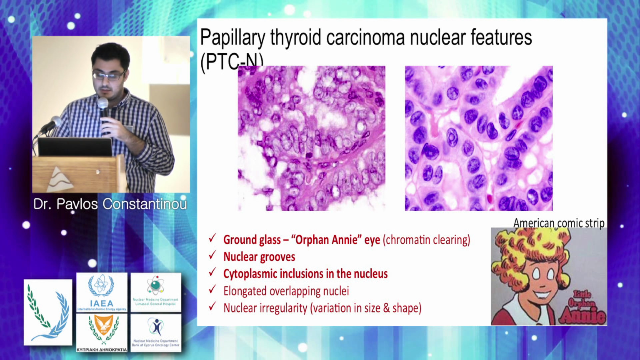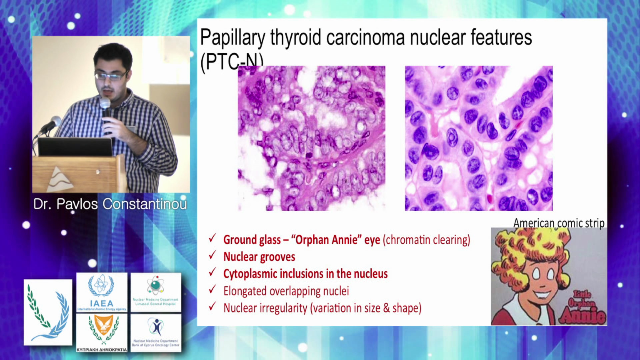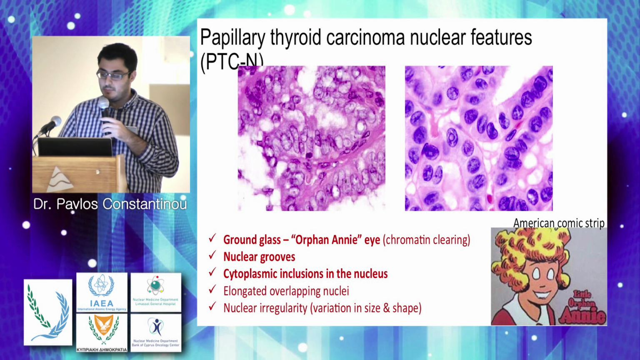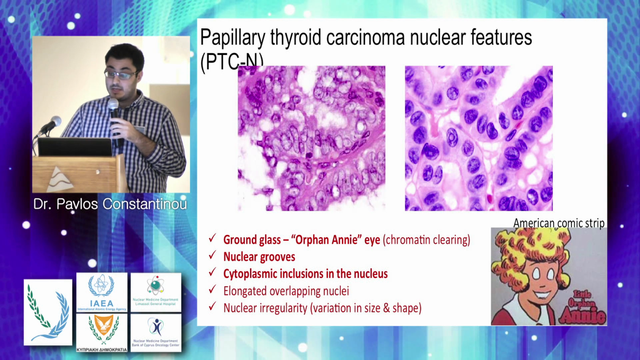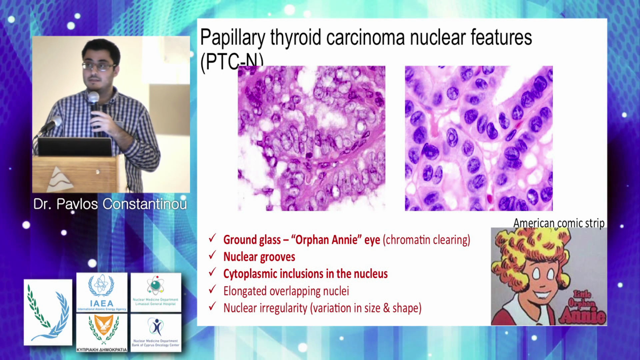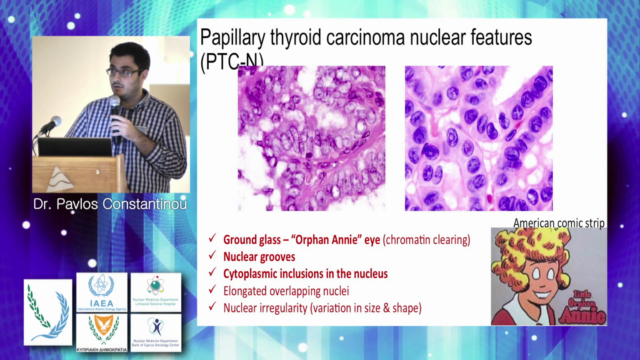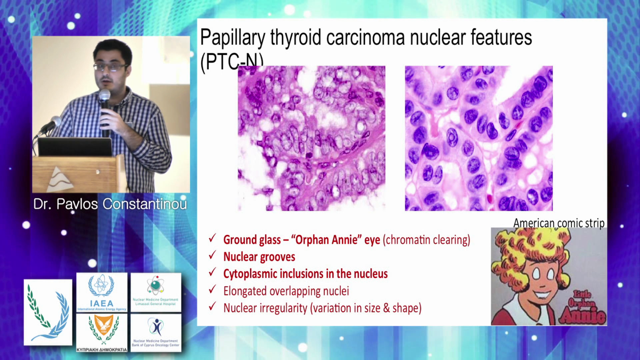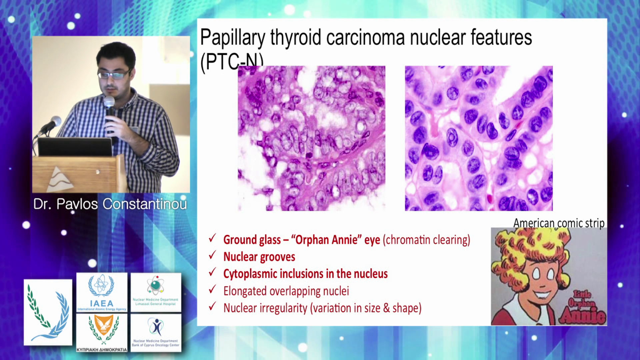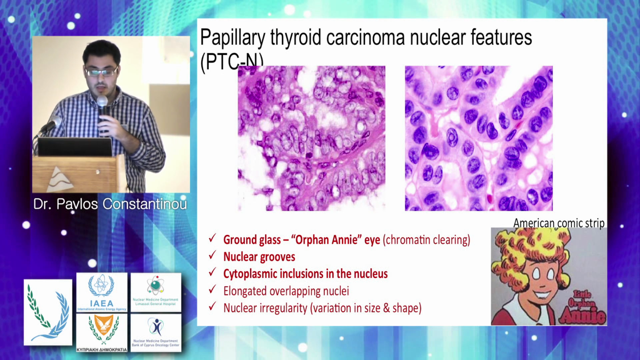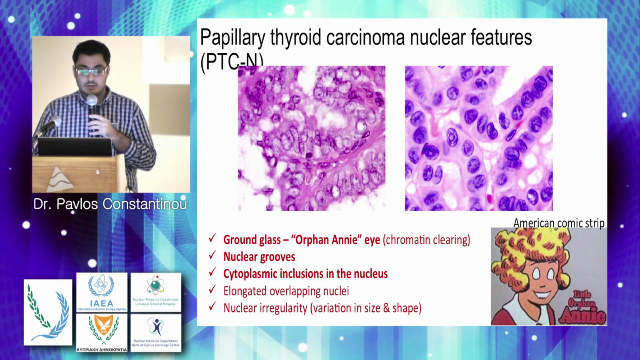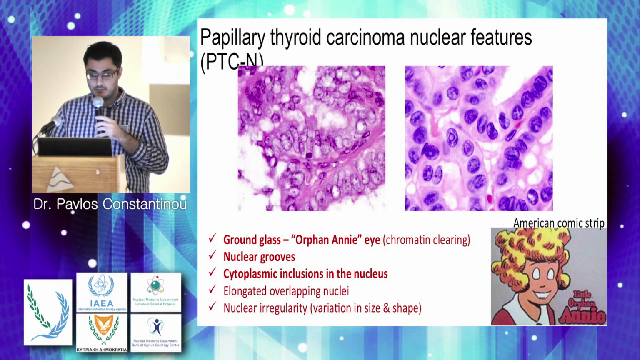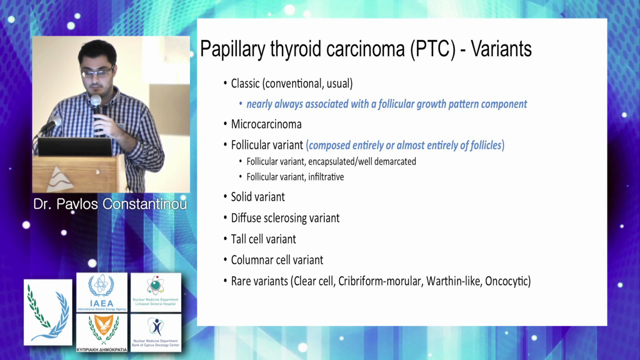Also, you can see that this nucleus here looks like a coffee bean because of its nuclear grooves. The cytoplasmic inclusion into the nucleus is a very strong diagnostic criterion to establish a diagnosis of a papillary thyroid carcinoma, but it's not a very common one. And of course, the elongation, the overlapping, and variation in size and shapes are also very important features.